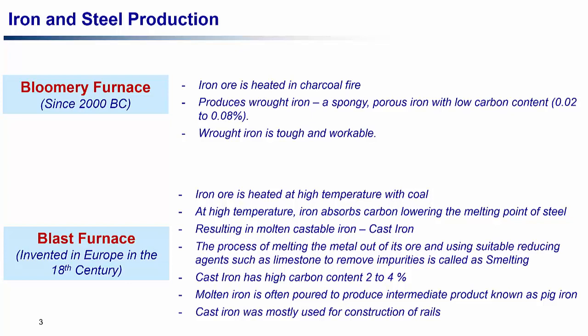Molten iron can be directly cast into molds to produce desired shapes. Thus, it is also called cast iron. The molten iron can be poured to produce an intermediate product known as pig iron. Cast iron has very high carbon content, around 2 to 4%. Thus, cast iron is very hard and brittle and is not malleable. Iron produced before the mid-19th century was mostly cast iron and was used in construction, especially in making rails.